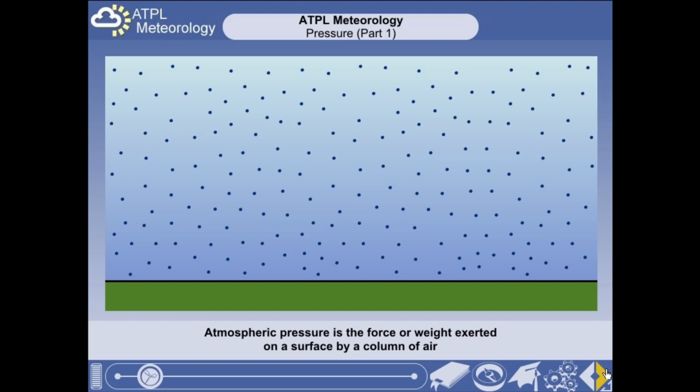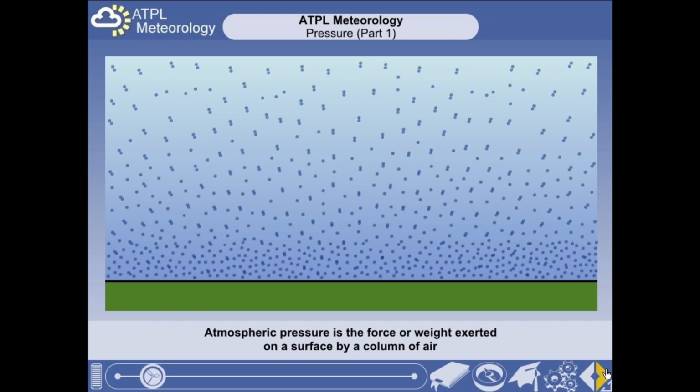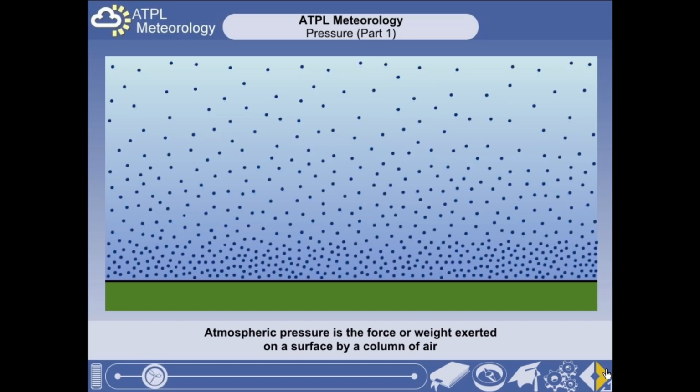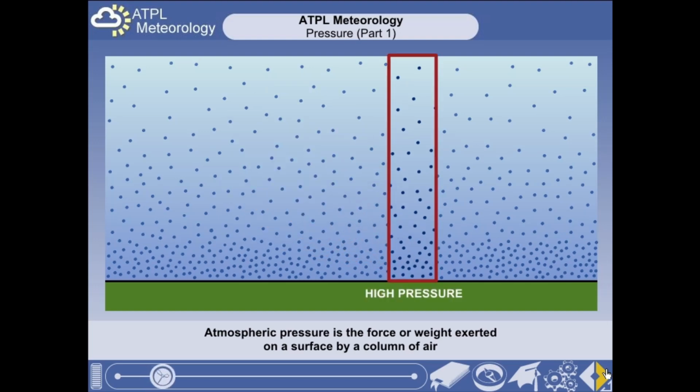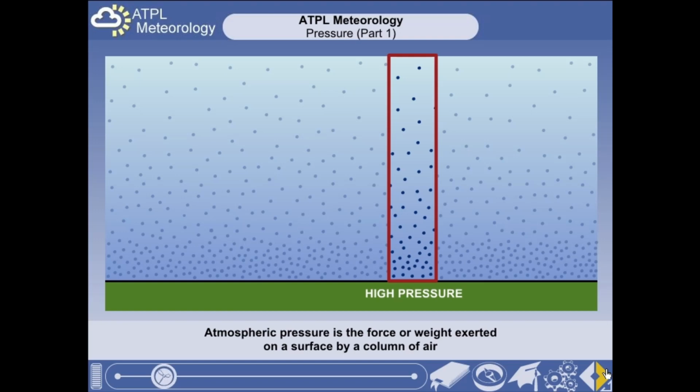What is atmospheric pressure? The air in the atmosphere is made up of particles, and as a result, these will be subject to gravity that will tend to pull the particles downwards. Therefore, any area on the Earth's surface will have to support the weight of the column of air directly above it.